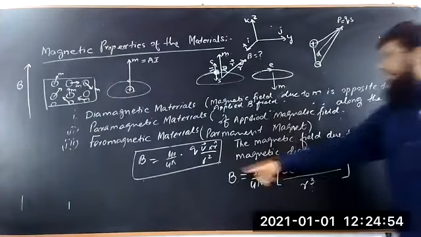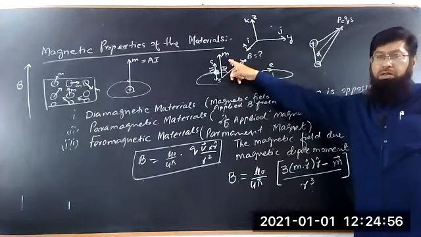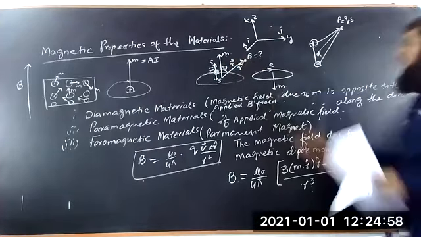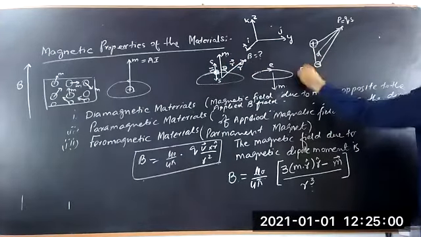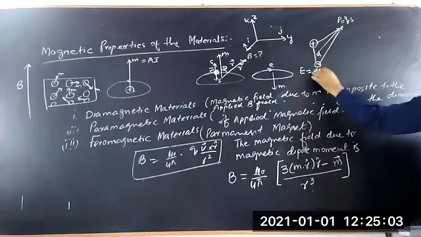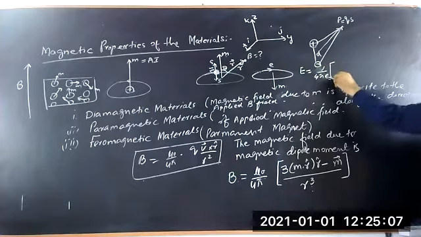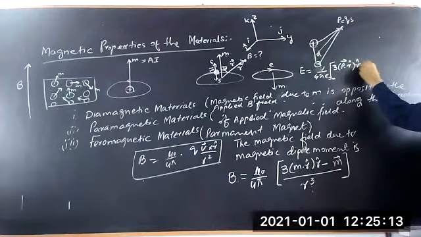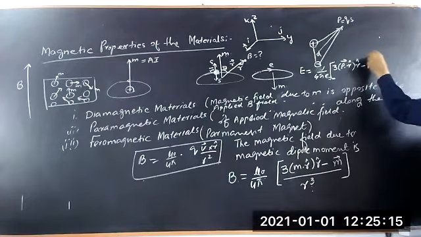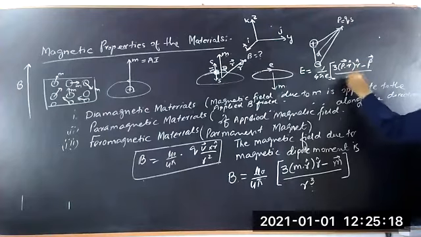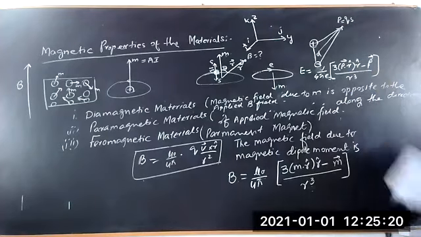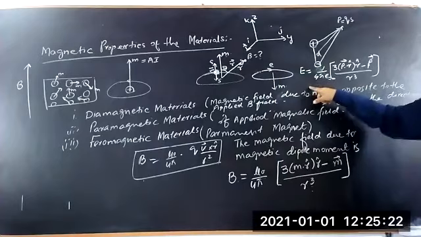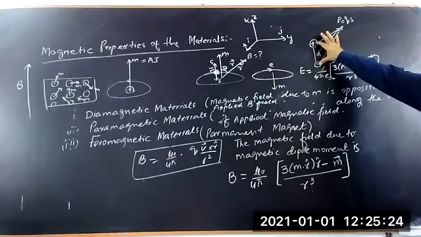Similarly, you have a magnetic dipole M. So you can find out here the electric field E is equal to 1 upon 4 pi epsilon naught into 3(P dot R), where P is a vector and R is a unit vector, into the unit vector minus P, divided by R cube. This is the electric field due to the electric dipole.